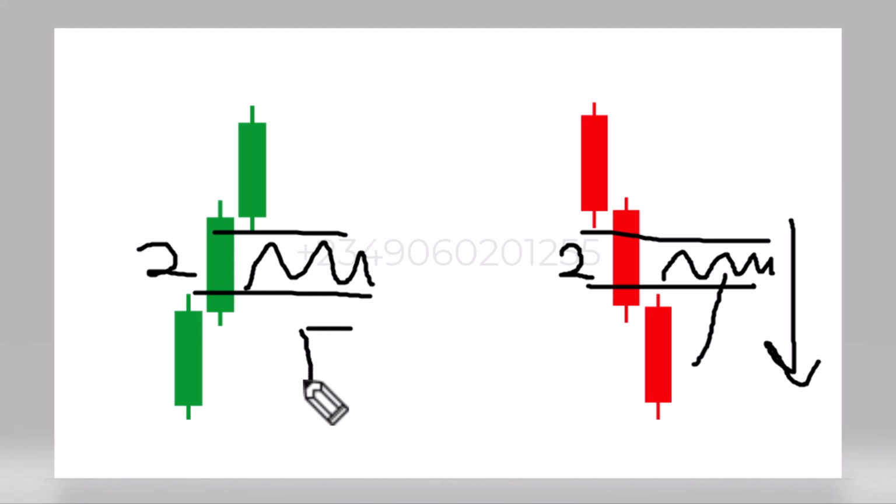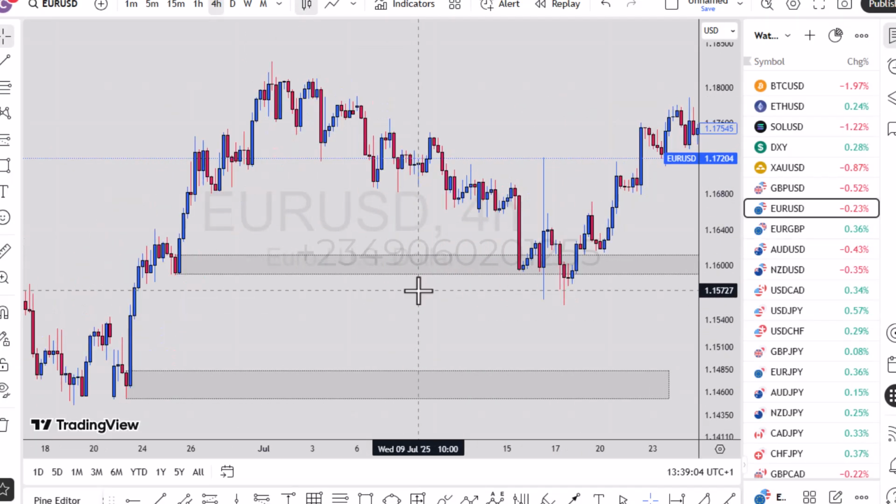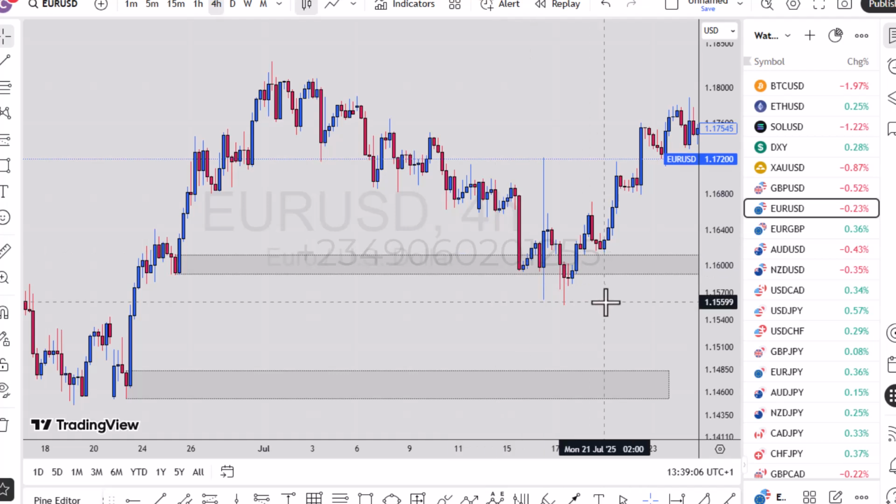Now, this is not all about fair value gap. I have a series of parts in which we are going to discuss more on fair value gap: how to identify strong fair value gap, weak fair value gap, where to spot them, how to combine other technical factors, and how to manage your risk on them.